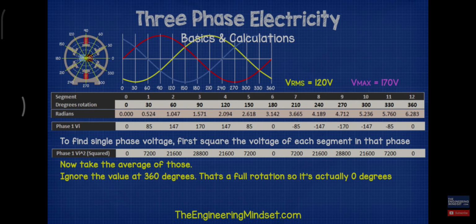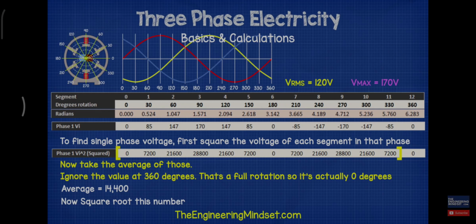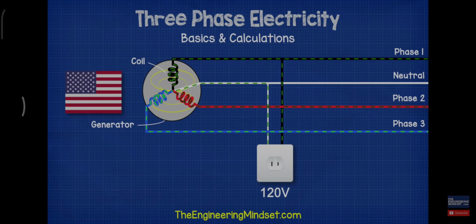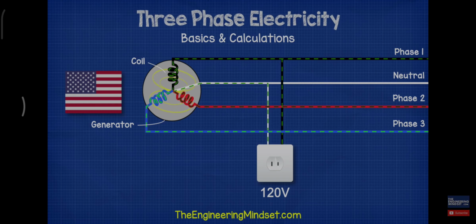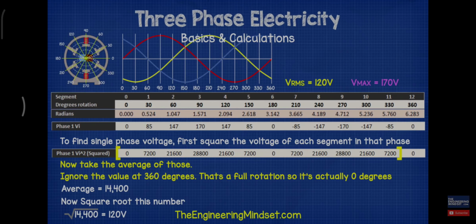Do not include the value at 360 degrees because this is a full rotation, so 360 degrees is back to start, which is 0. If you include this, you'll be counting the 0 value twice and your calculation will be higher. Now we take the square root of that number. This gives us our RMS voltage of 120 volts. This is the phase voltage. That means if we connect a device between any phase and the neutral line, then we get the VRMS of 120 volts. We can do the same for phases 2 and 3 and we'll get the same value.